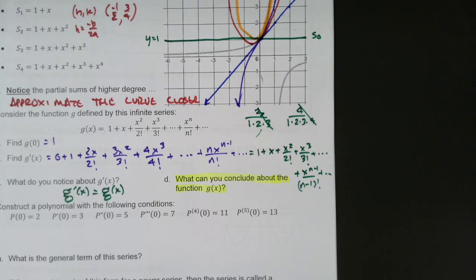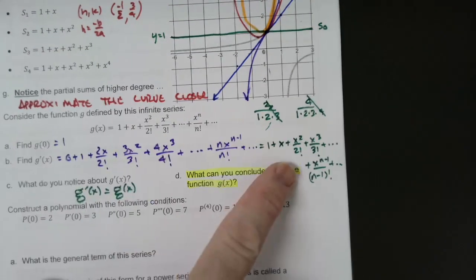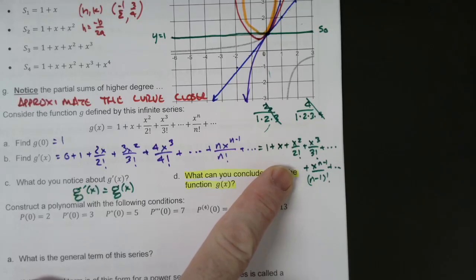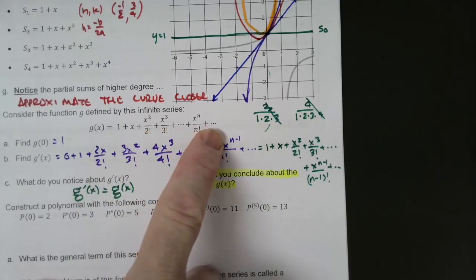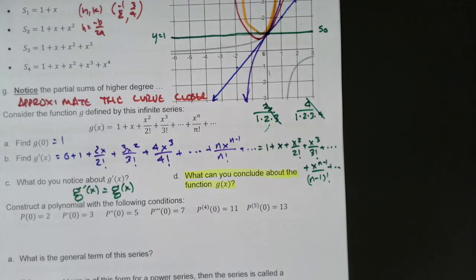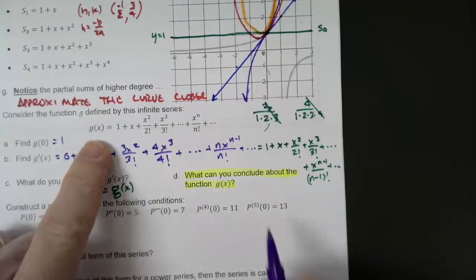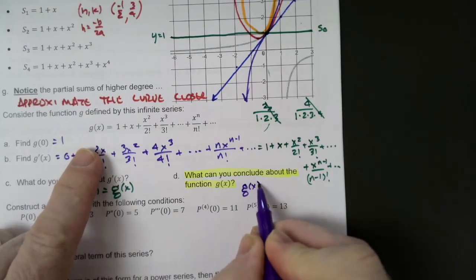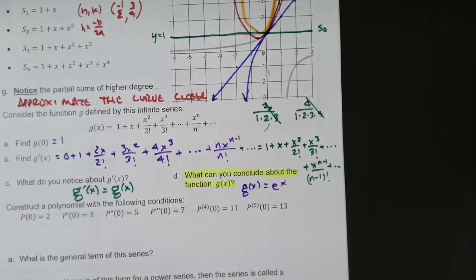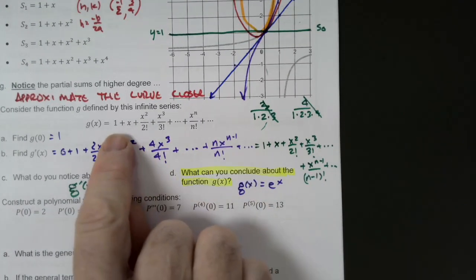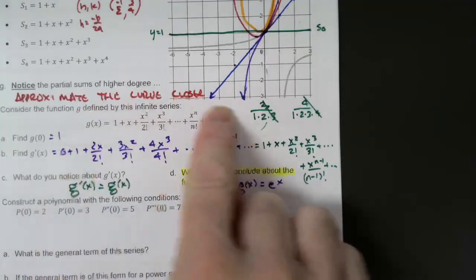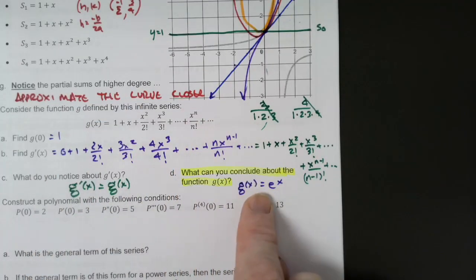Are you going to just go on forever and ever every time you take the derivative? If I do the second derivative, won't I still get that? So, guess what? This series is actually a series that represents e to the x. This function that they defined as g of x is actually e to the x. So this thing here, this polynomial, will represent e to the x.